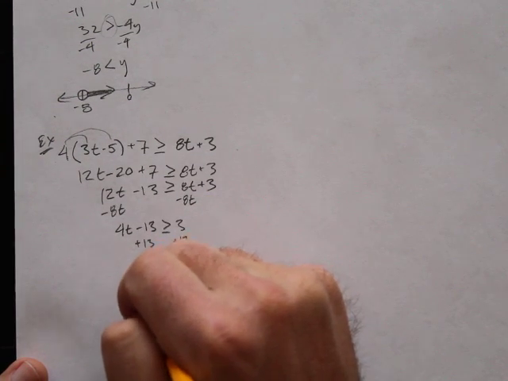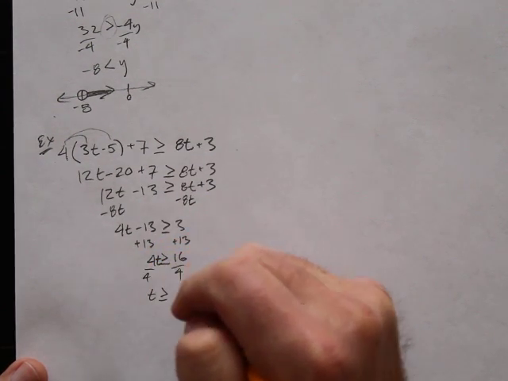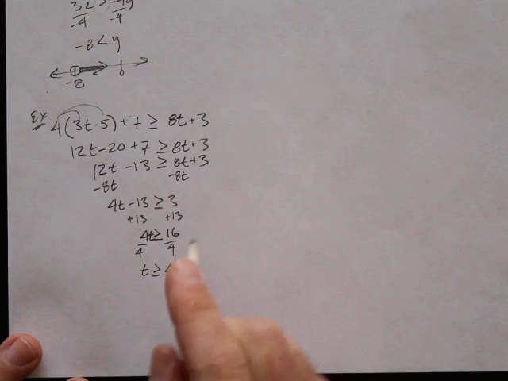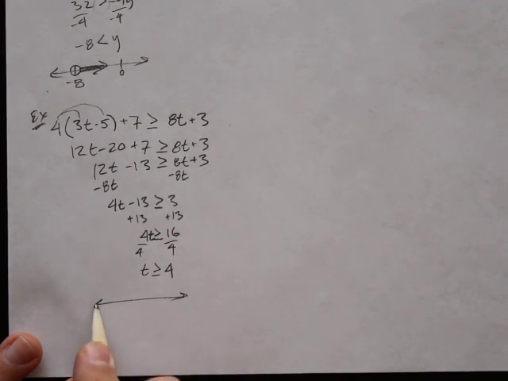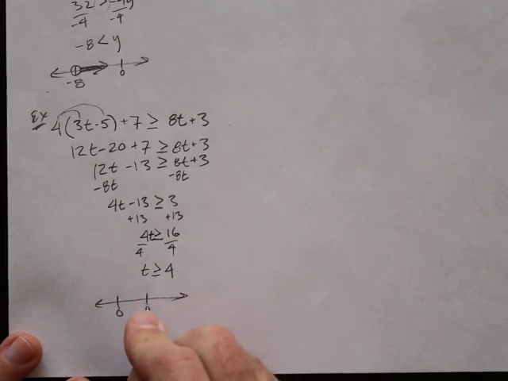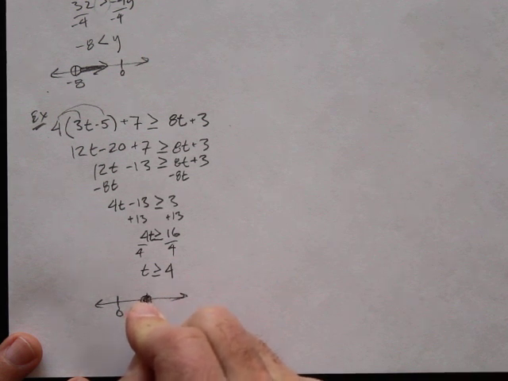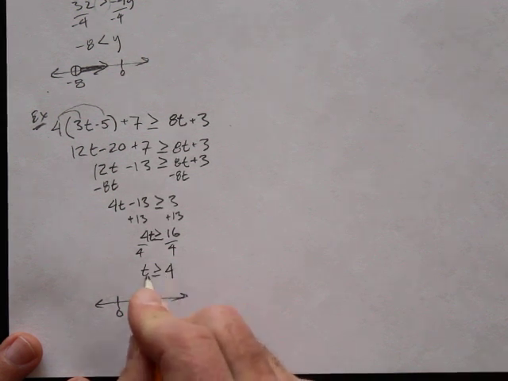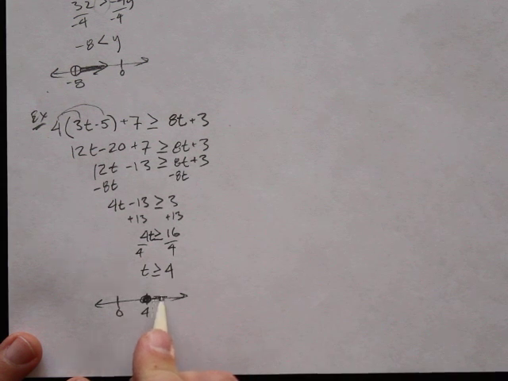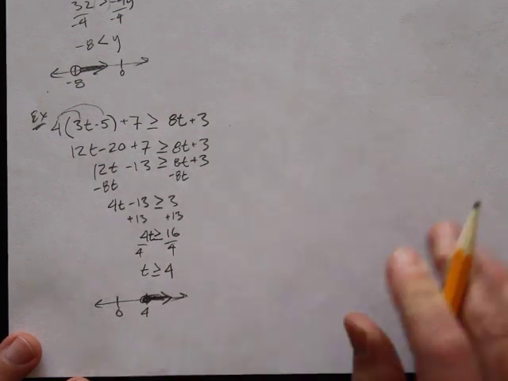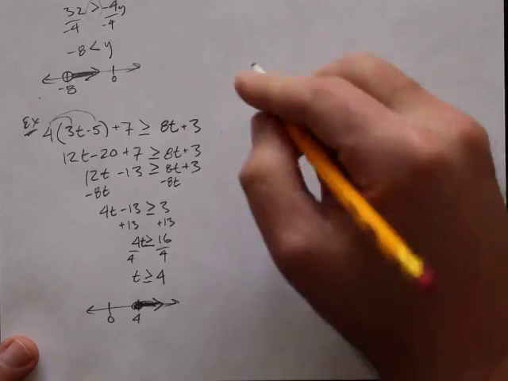Whew, lots of work on this one. t is greater than or equal to 4. I'm going to graph that thing. Here's 0. Here's 4. Or equal to, so 4 is included, and t is greater than or equal to 4, so I'm going to shade to the right. All right, you try one.